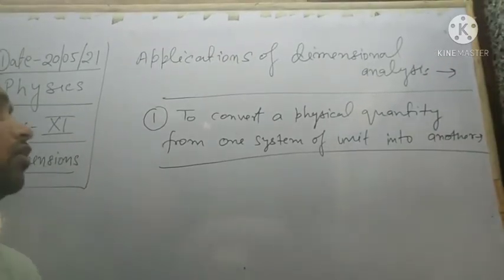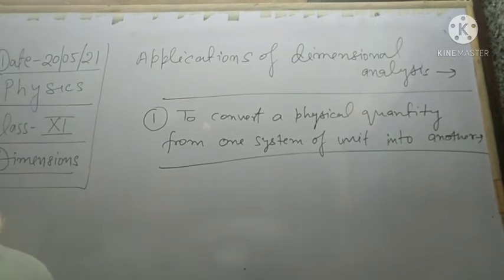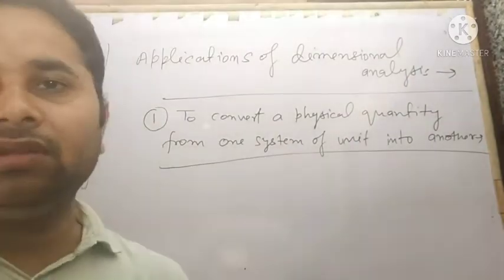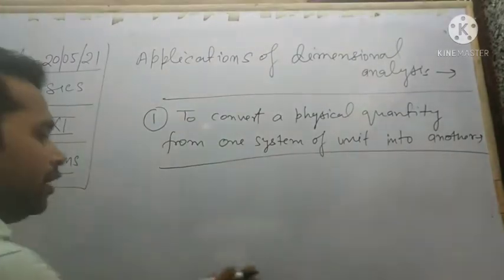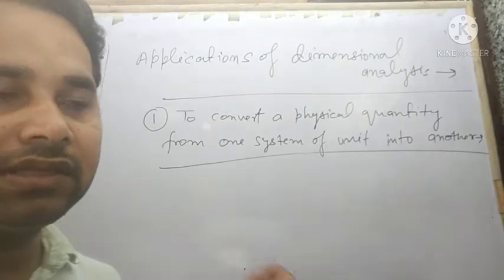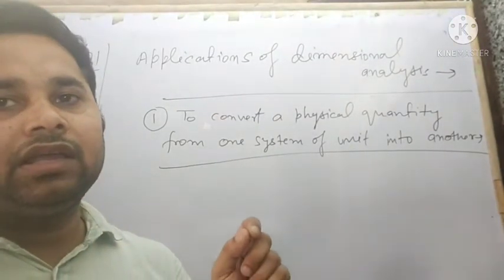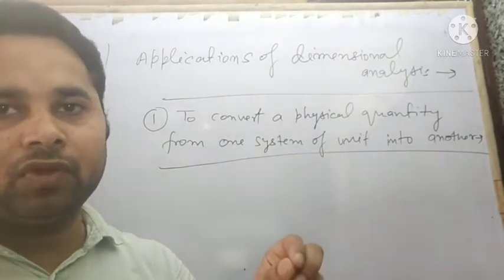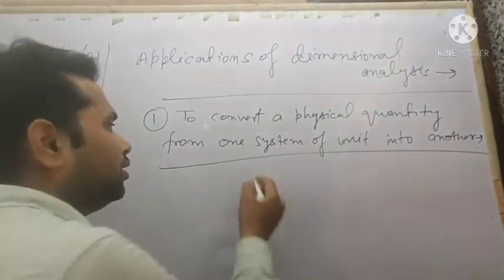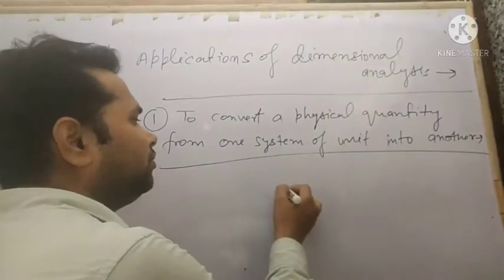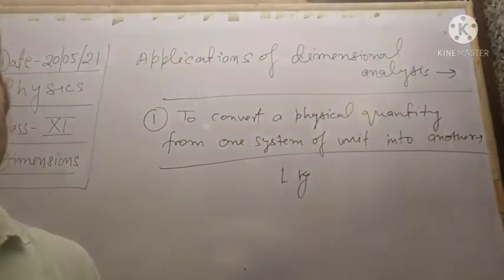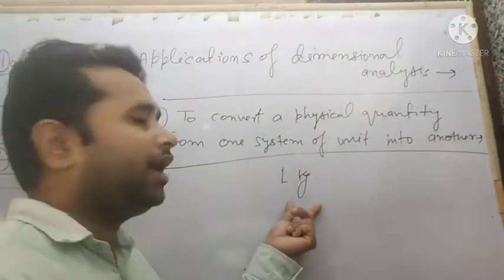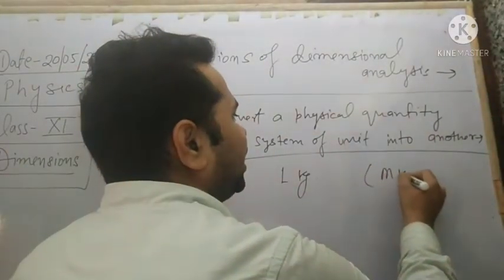See what the application is: to convert a physical quantity from one system of unit into another. It means we can convert a physical quantity from one system of unit into another with the help of the dimensional analysis method. This application is based on the fact that the quantity of the given physical quantity remains conserved, remains constant, whatever its unit. For example, suppose you have a vegetable, 1 kilogram of potato. This is the quantity of the substance in the SI system, or MKS system.